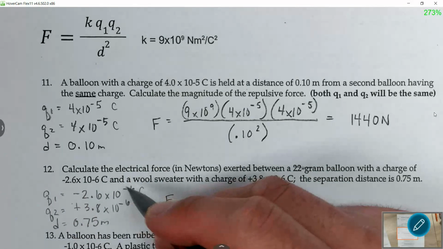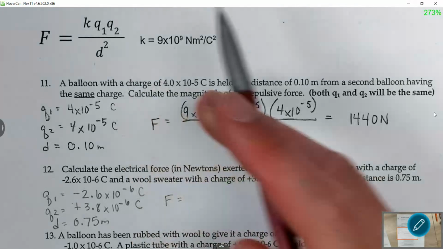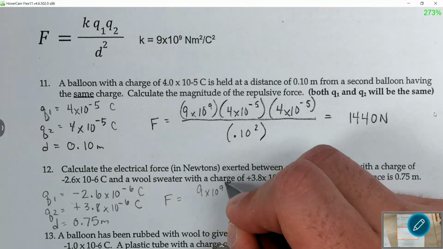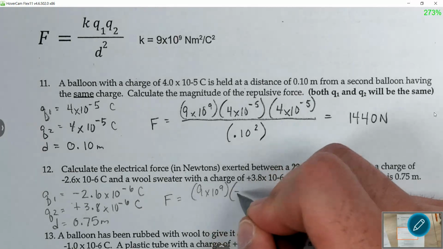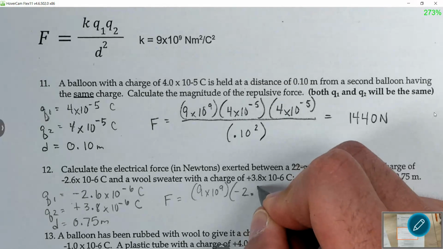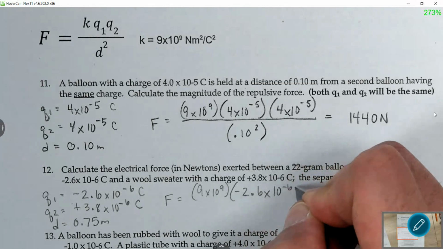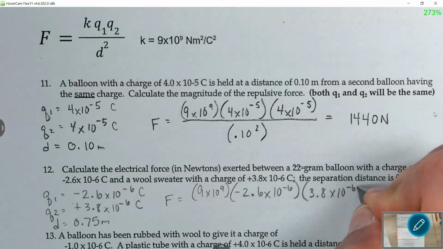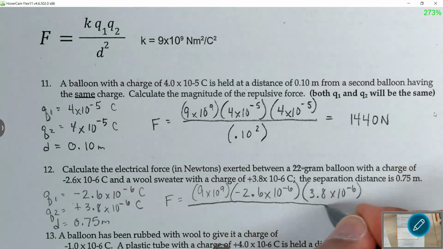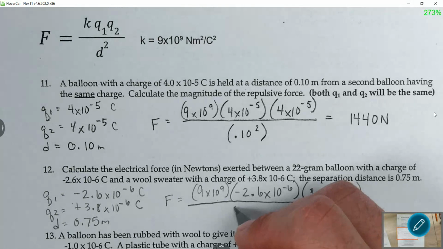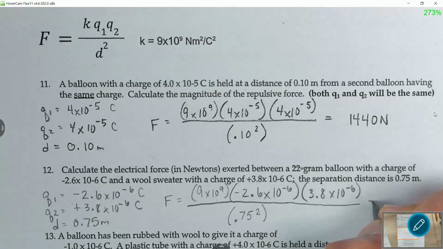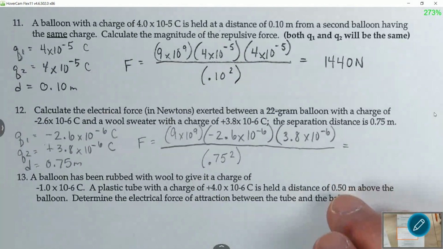So we have Q1, Q2, and d. K always comes first, and K is 9 times 10 to the 9th. So I'm starting that off: 9 times 10 to the 9th times Q1, which is negative 2.6 times 10 to the negative 6th, and times that by 3.8 times 10 to the negative 6th. All of that will be divided by the distance between their centers squared, which is 0.75. Boom. And then we just need to throw this into a calculator.